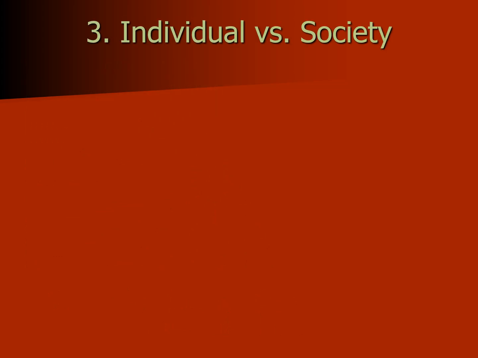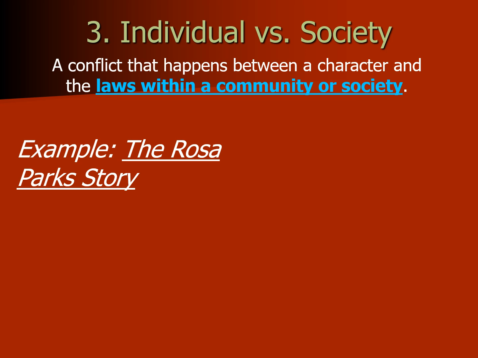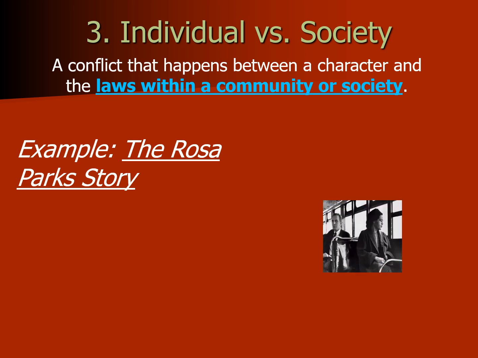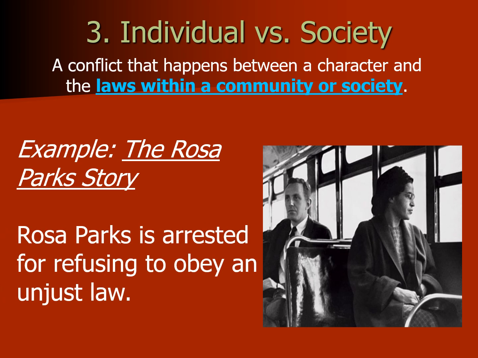Our third type of external conflict is an individual versus society conflict. This is defined as a conflict that happens between a character and the laws within a community or a society. An example might be the Rosa Parks story. In this case, Rosa Parks is arrested for refusing to obey an unjust law. As a result of that conflict, the laws surrounding segregation in the South would eventually change. This is an individual versus society conflict.